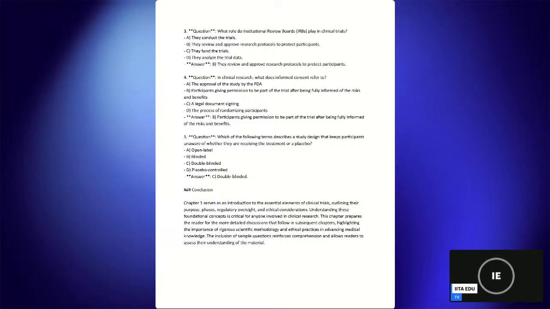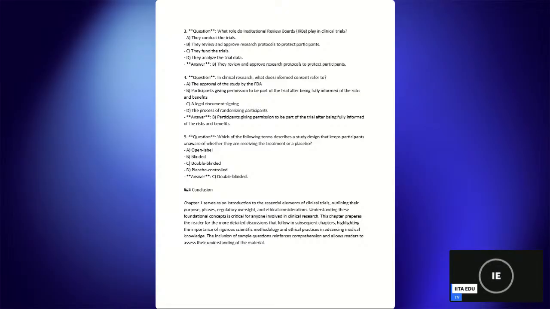Lastly, the last page, the questions. We're still going through the questions. What role does the institutional review board, also called ethics committee in European countries, play in clinical trials? A, they conduct the trials. B, they review and approve research protocols to protect participants. C, they fund the trials. D, they analyze the trial data. The answer is B. They review and approve research protocols to protect participants.